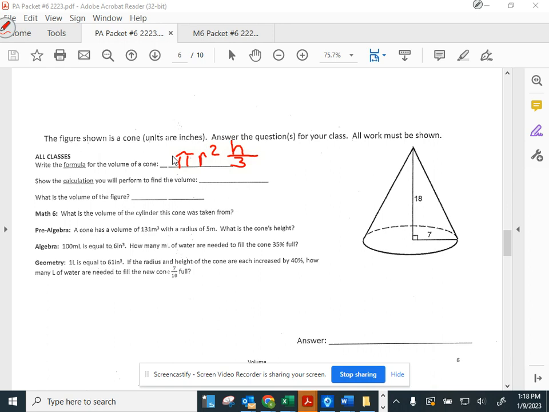So if we are to write out that calculation, we have pi, which is 3.14, times r, which is our 7 squared, times our height of 18 divided by 3. So 3.14 times that r of 7 squared times our height divided by 3. That answer you're going to put right here.